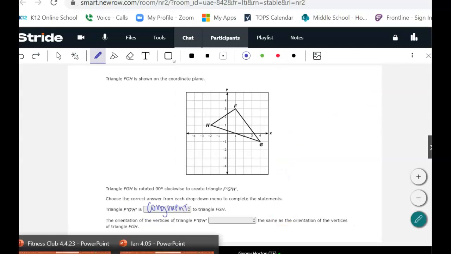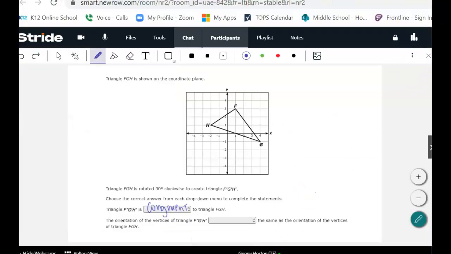I need to open up, I can't remember what the choices were, so let me look. Orientation of the vertices of the new one. I'm going to have to come back to this on the next recording, so I'll finish this up because I have to go back to it and see what the choices are. I do apologize, but that's what we have so far, and you can move on to the next one. We'll start with the rest of this.